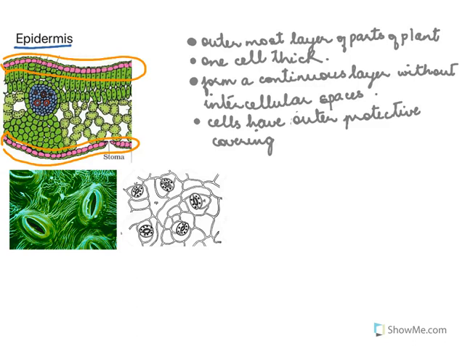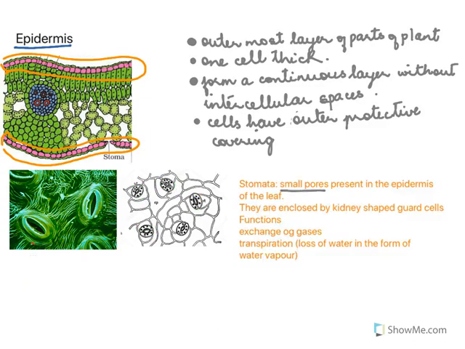If we were to zoom in into the epidermis of the leaf, we would see small openings. Each of these openings is called a stoma, and the stomata are guarded by kidney-shaped cells called guard cells. These cells control the opening and the closing of these stomata. Stomata can be defined as small pores present in the epidermis of the leaf. They are enclosed by kidney-shaped guard cells.